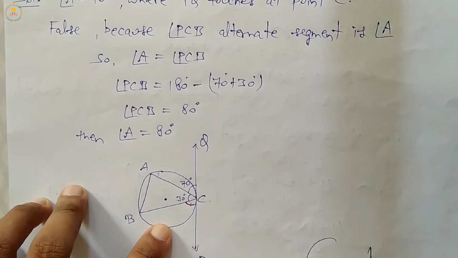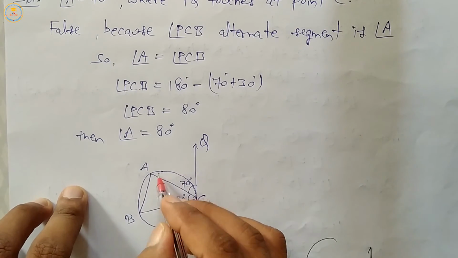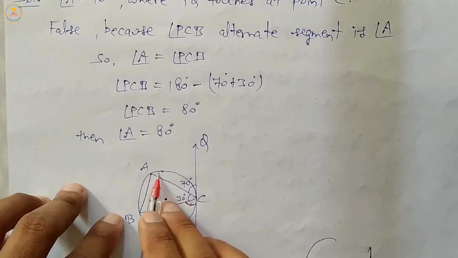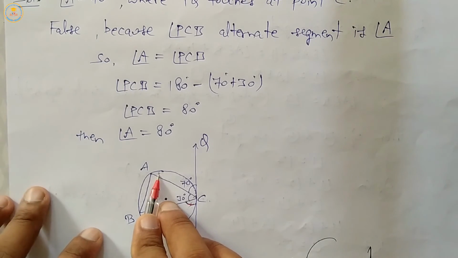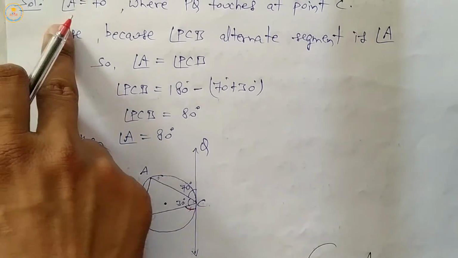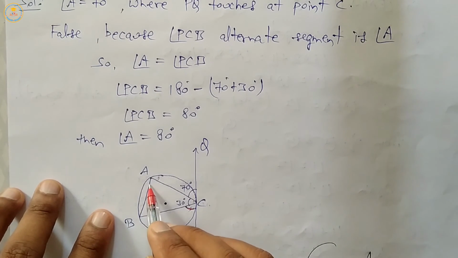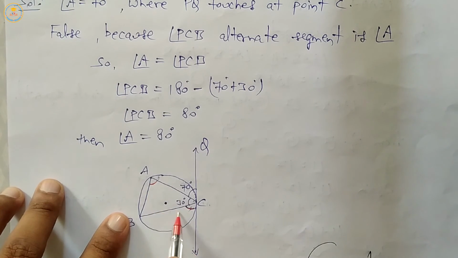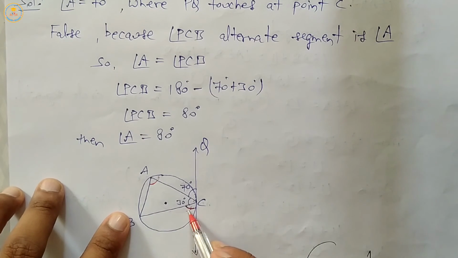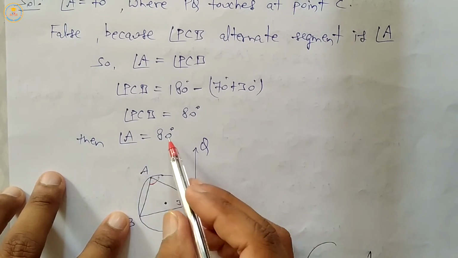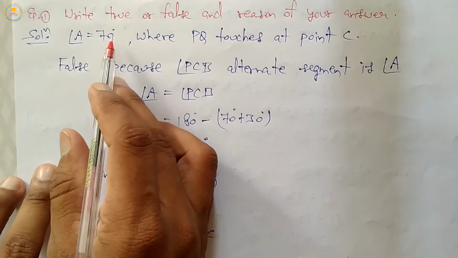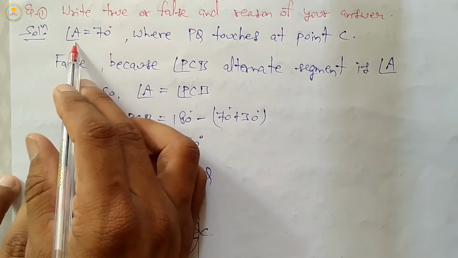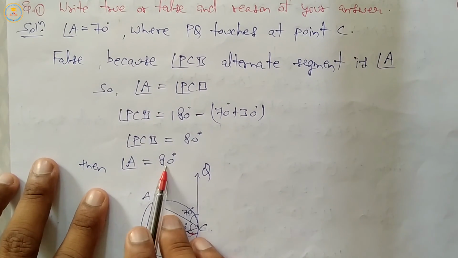PCB equals angle A, angles made in the same segment. It's not clear which angle A is; angle A means this one. So this angle is 80, and this one is also 80, so angle A equals 80. But in the question, angle A is given as 70 degrees; it actually measures 80 degrees.